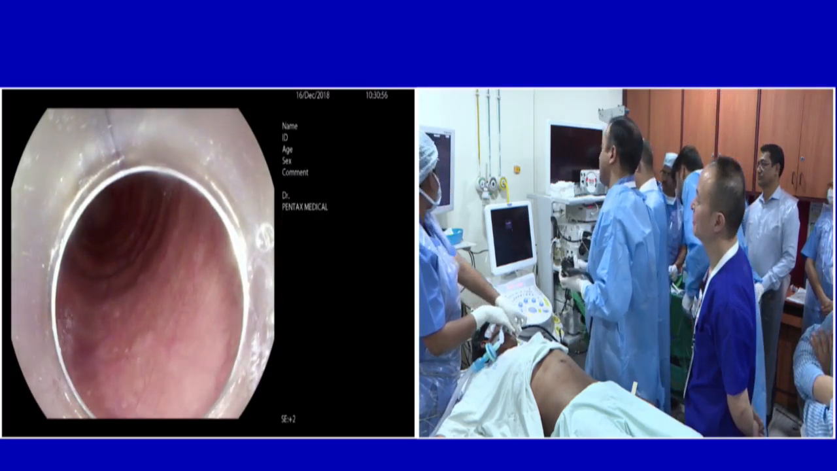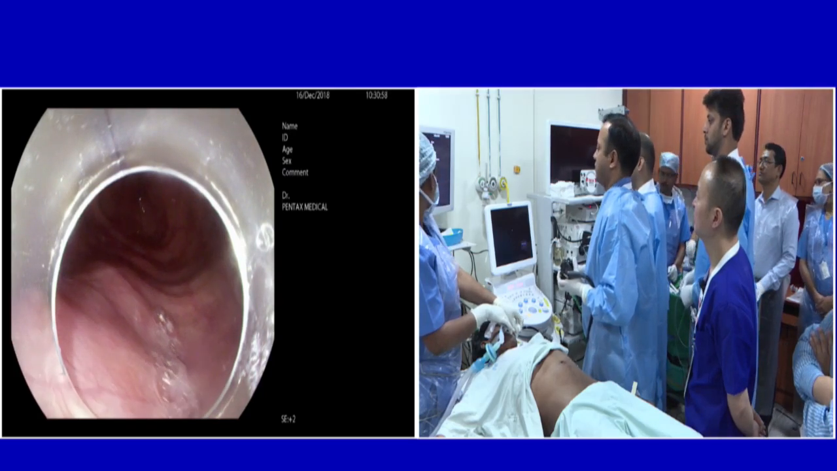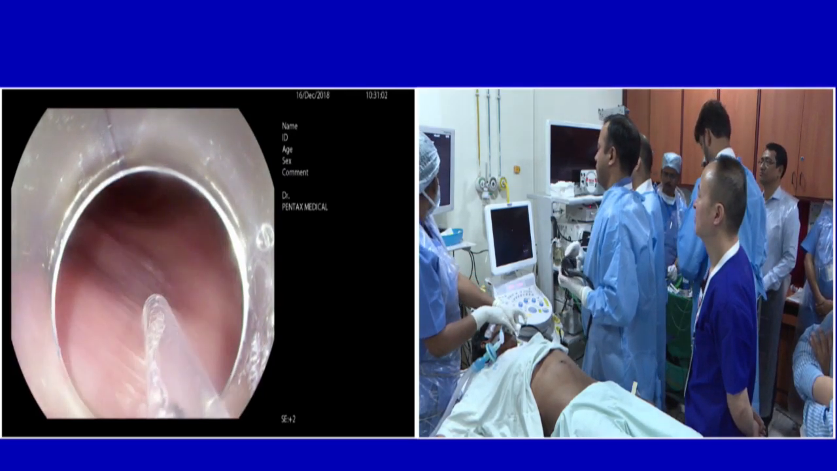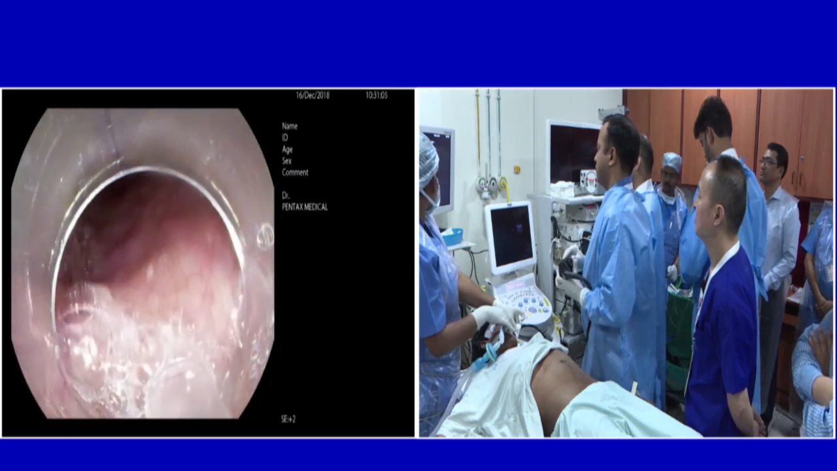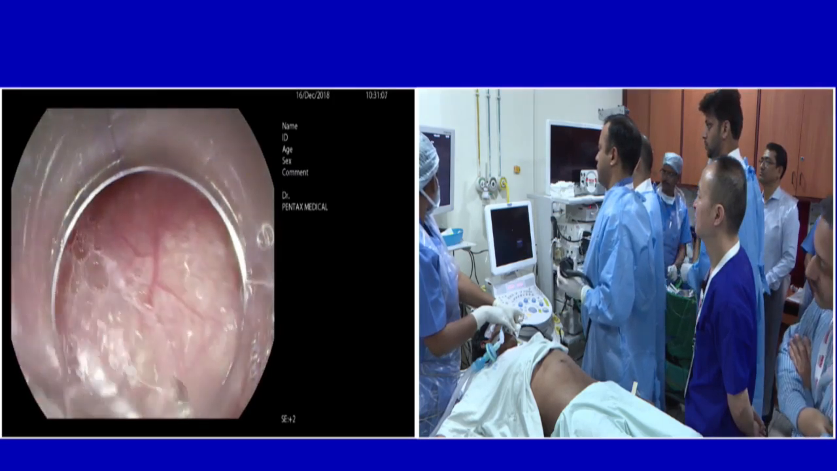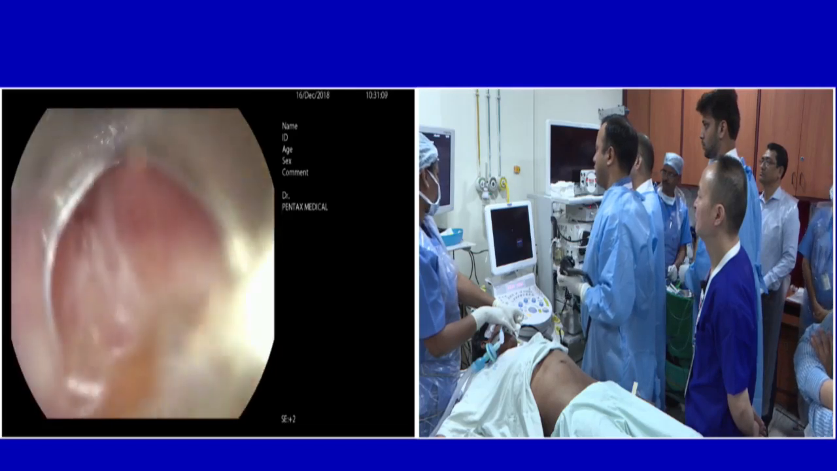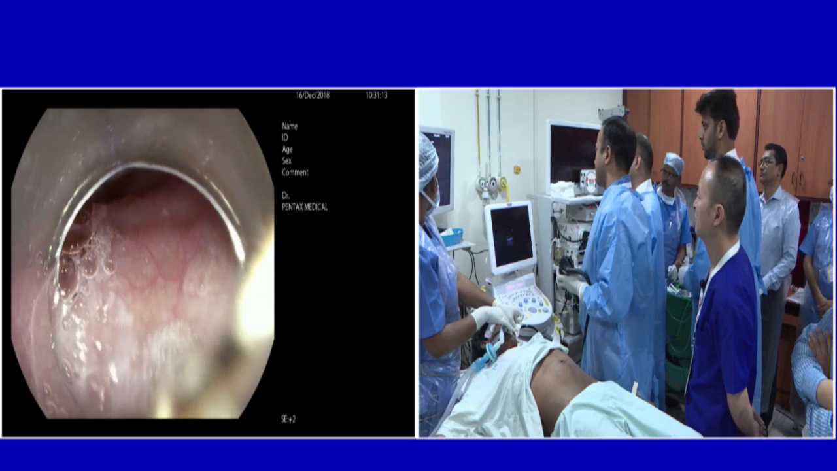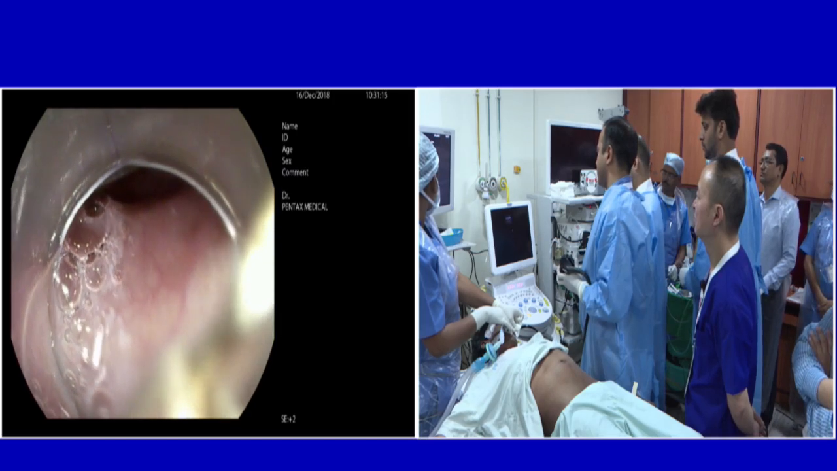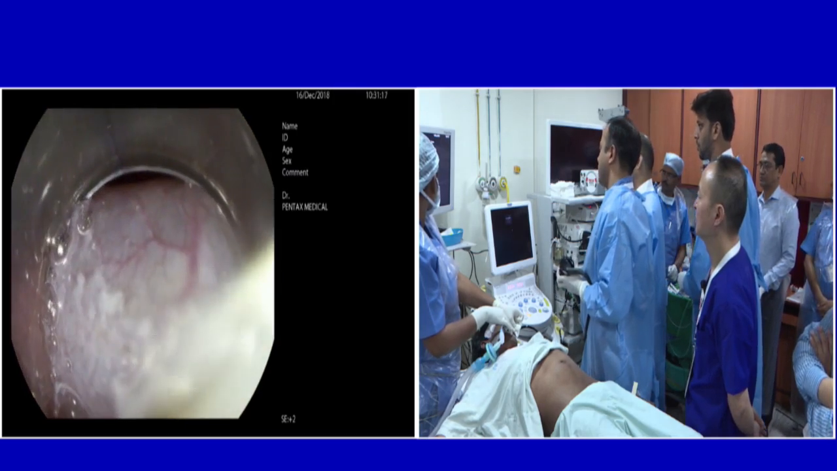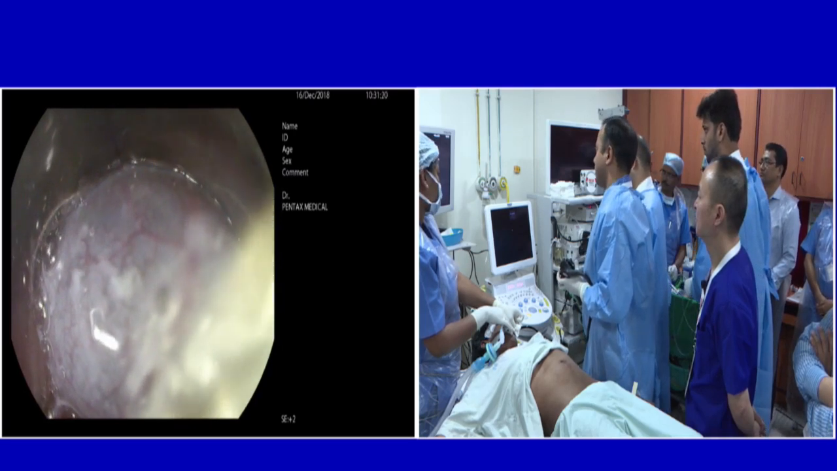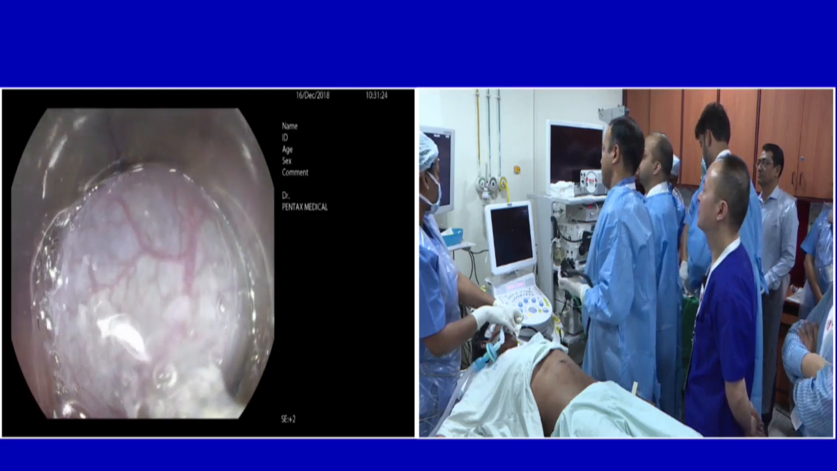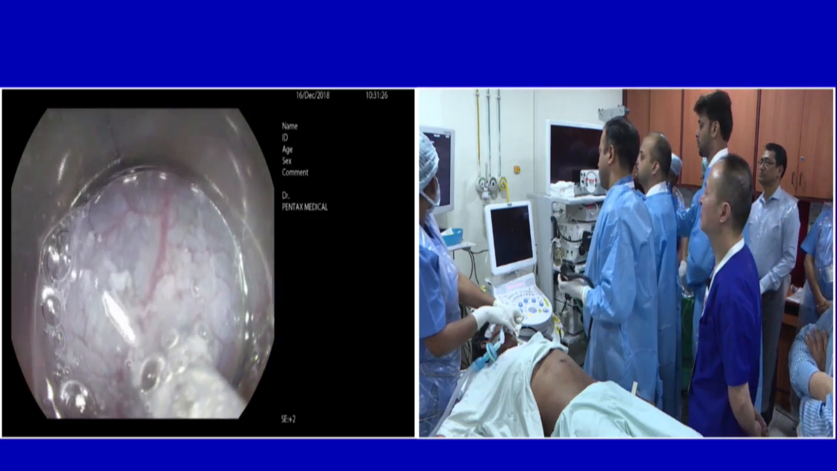So we are using the 23G injector. First I will go in. Now I start pulling and Sudipta will start injecting. Inject. Nice. Now getting mucosal. That's a very good bleb.